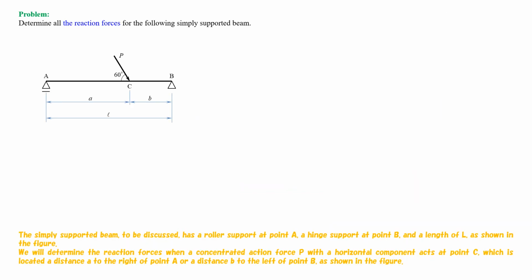The simply supported beam, to be discussed, has a roller support at point A, a hinge support at point B, and a length of L, as shown in the figure. We will determine the reaction forces when a concentrated action force P with a horizontal component acts at point C, which is located a distance a to the right of point A or a distance b to the left of point B, as shown in the figure.